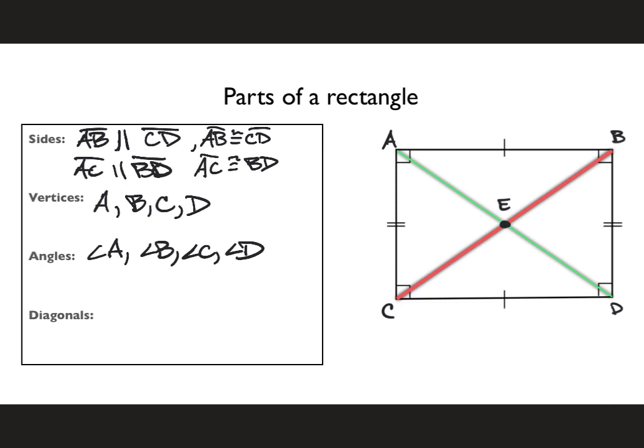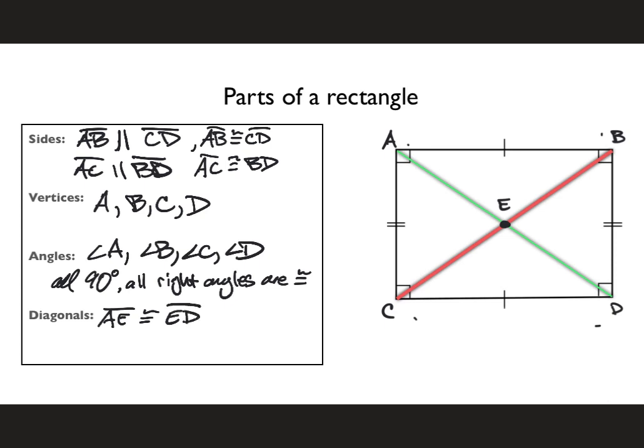So in a rectangle, they are all 90 degrees. All right angles, which are 90-degree angles, are congruent. So that means angle A, angle B, angle C, and angle D are all congruent to one another. And then we have our diagonals. And we know from parallelograms, diagonals bisect each other. So that means AE is congruent to ED, right?